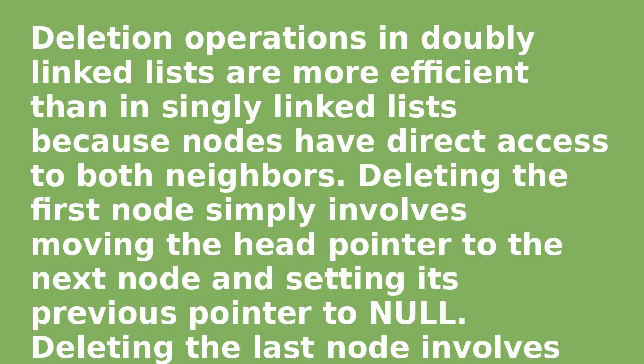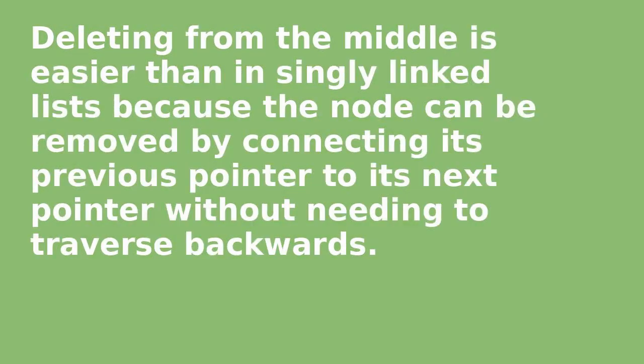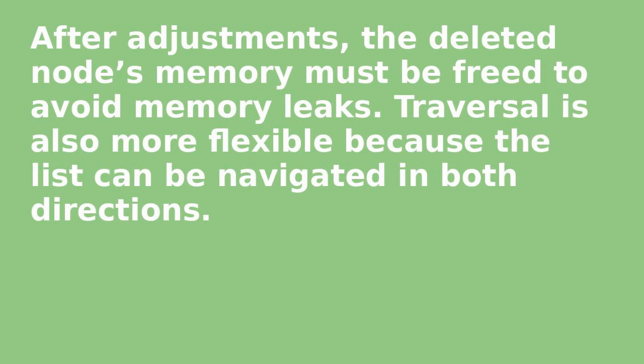Deletion operations in doubly linked lists are more efficient than in singly linked lists because nodes have direct access to both neighbors. Deleting the first node simply involves moving the head pointer to the next node and setting its previous pointer to null. Deleting the last node involves updating the previous node's next pointer to null. Deleting from the middle is easier than in singly linked lists because the node can be removed by connecting its previous pointer to its next pointer without needing to traverse backwards. After adjustments, the deleted node's memory must be freed to avoid memory leaks.